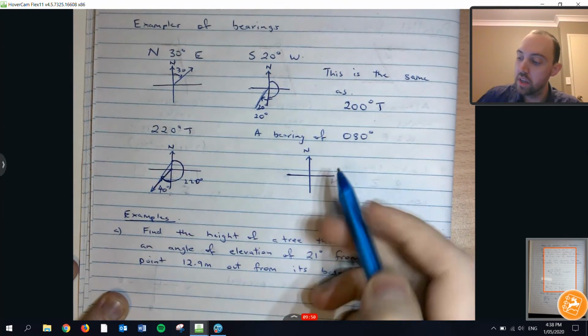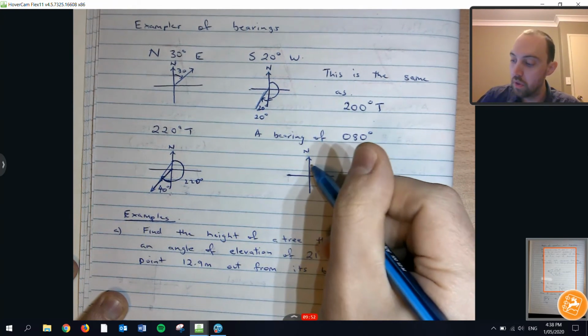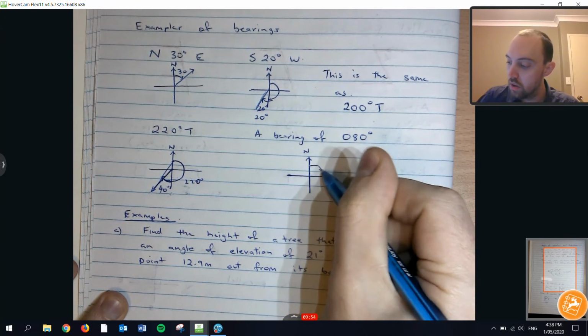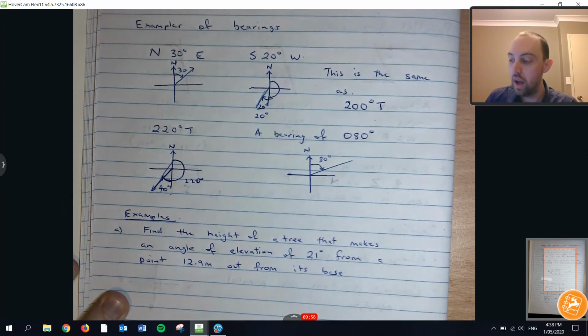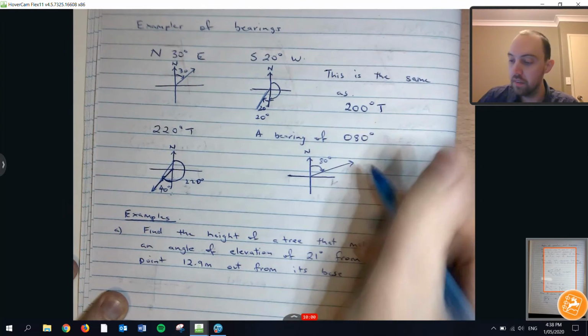So a bearing of 80 degrees, we're starting from north clockwise, and we're going 80 degrees, and we'll travel in that direction.